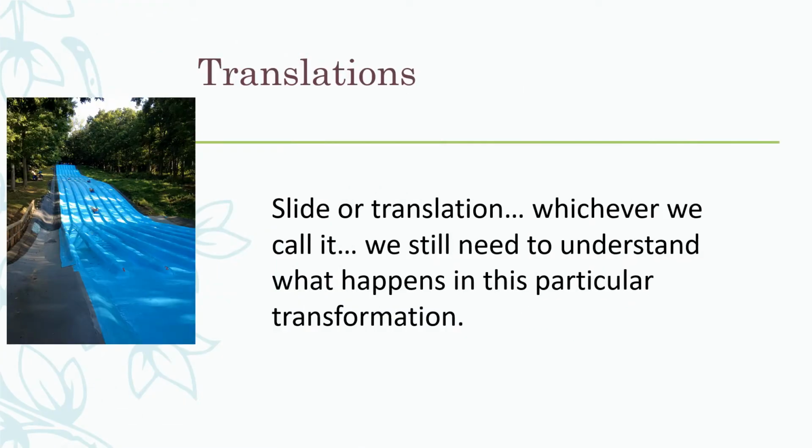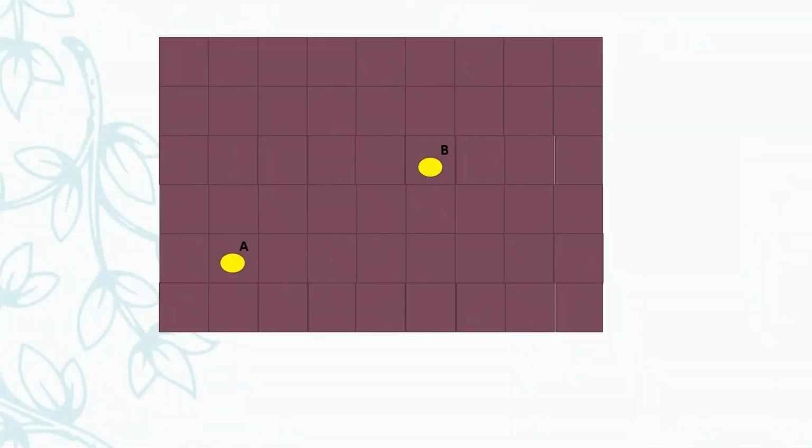Now, let's take a closer look at the translation and try to understand what is actually happening in this particular transformation, because this will help us to distinguish a translation versus a reflection, a rotation, or even enlargements and dilations. Now here, I want you to take a look closely at this purple grid and notice that on this grid there are 2 points. We have the point labeled A and the point labeled B.